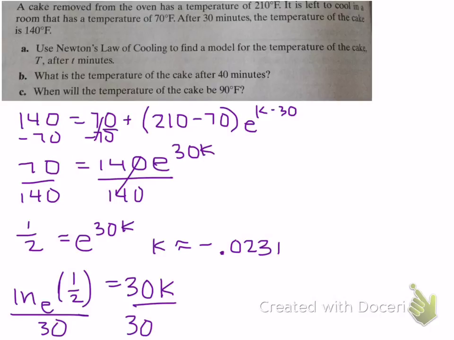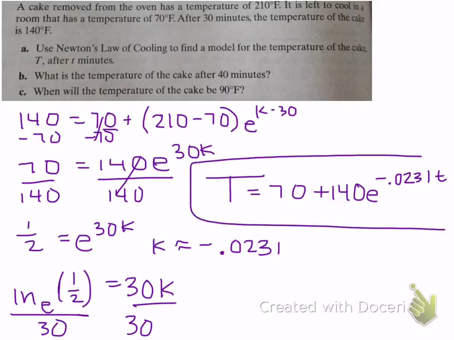So for letter A, our overall model, they said they want it in terms of big T and little t. So I would say T equals 70 plus 140 e to the negative 0.0231t. So now this is the equation that I can use for any given information. Notice in letter B and C, they're asking for different information, so we're going to continue to use this equation that we've now written.